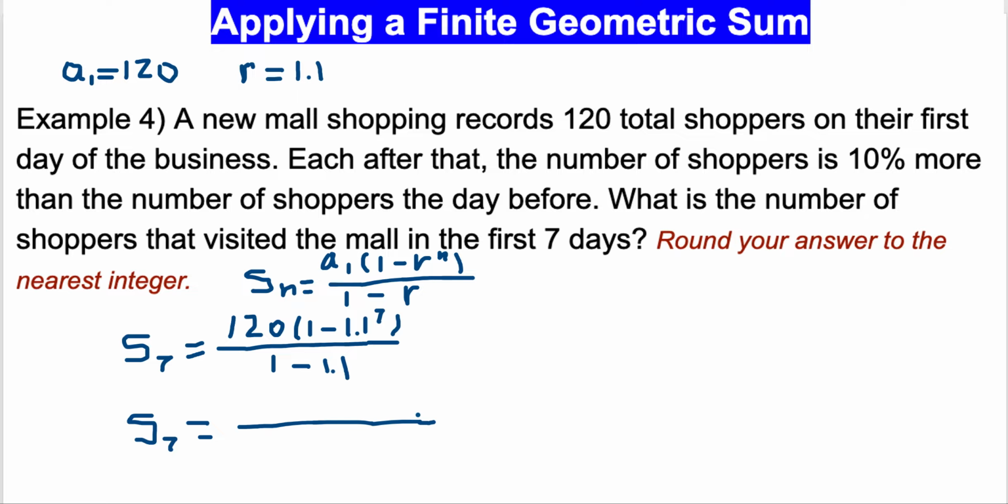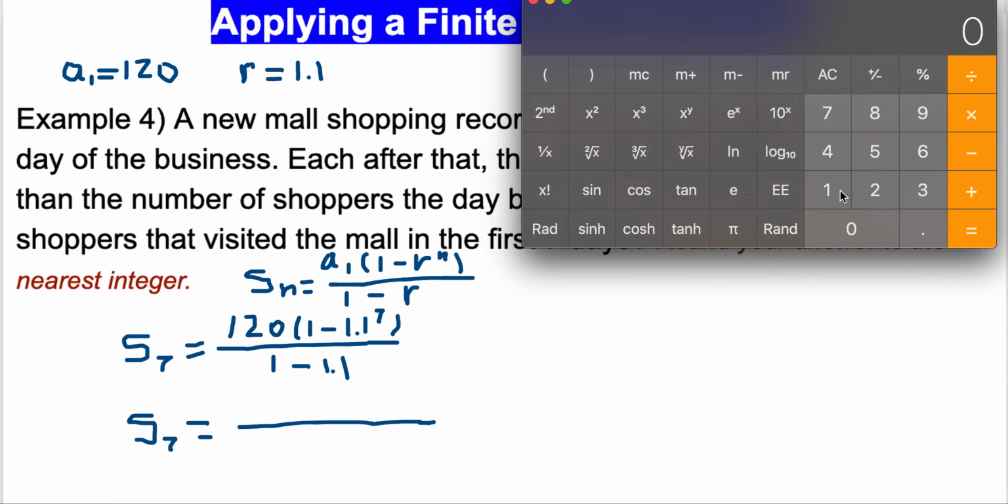Now let's do some calculation here. To make this calculation, we need a calculator. 1.1 to the exponent 7 is equal to 1.94. And we subtract 1 here. We get the value 0.9487, but with a negative sign, because it is 1 minus 1.1 to the 7th, and this is greater than 1, so it's a negative sign. Then we multiply by 120 and we get the value 113.